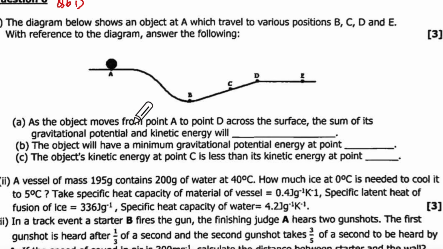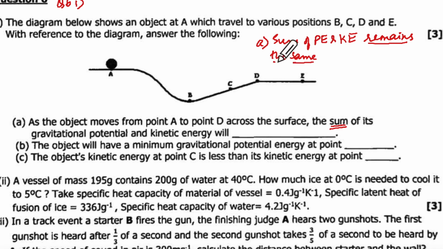The sum of its gravitational potential energy and kinetic energy. Now, sum means the total mechanical energy, right? Yes. So, what will you say? The sum of PE and KE remains, underline that, remains the same. And what law have you considered over here? By law of conservation of energy, although they have not asked, the reason is the law of conservation of energy.